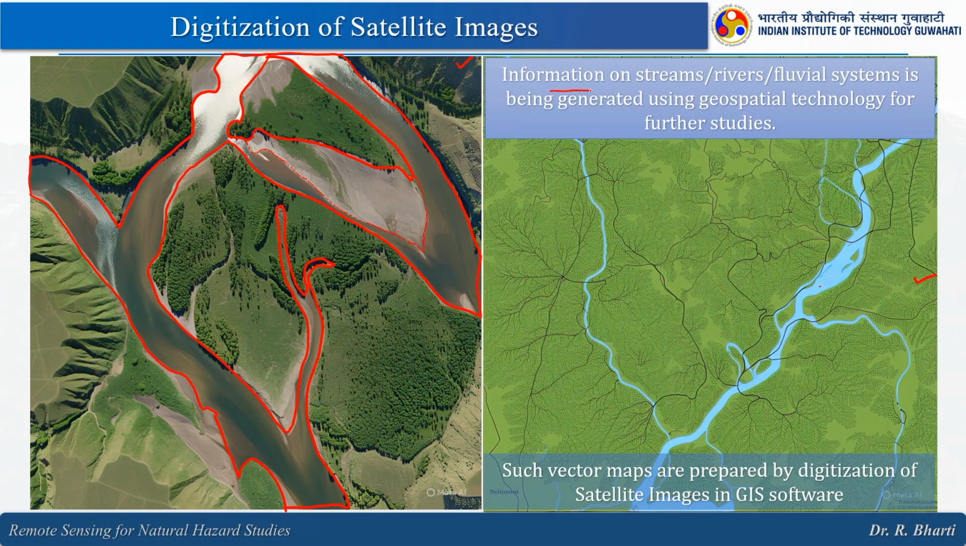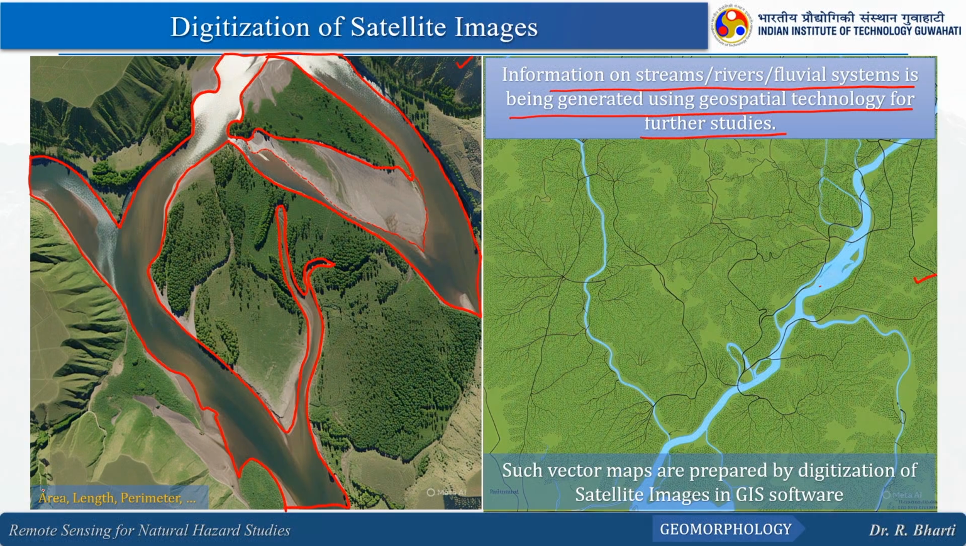So, information on stream, river or fluvial systems is being generated using geospatial technology for further studies, because now we are talking about the planform studies. First we need to have the data, then only we can talk about the methods, right. So, I thought of giving you this brief introduction in the beginning, so that you will be able to understand how remote sensing or satellite images or UAV images are being used in planform studies. Once you have this data, then you can calculate area, length and perimeter.